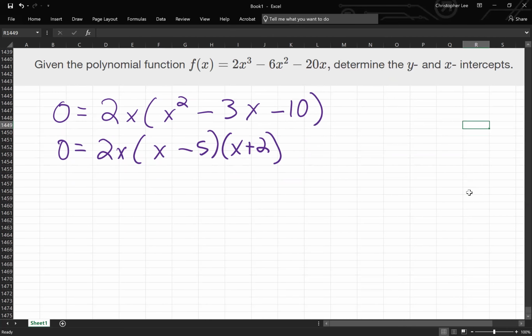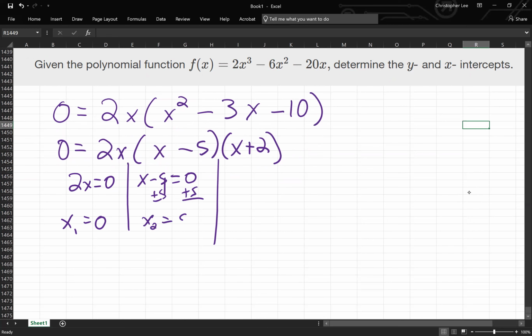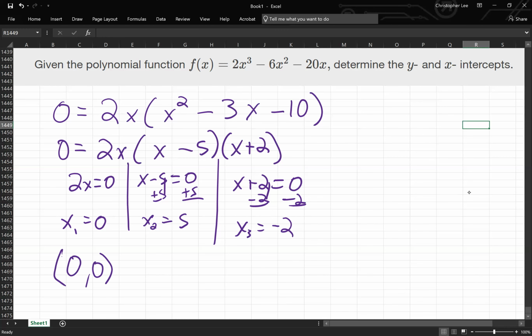All right. Anyway, what's my x-intercepts? So I got 2x equals 0. So x1 equals 0. X minus 5 equals 0. Add 5, add 5. So I have x2 equals 5. X plus 2 equals 0. Subtract 2, subtract 2. So I got x3 is equal to negative 2. Give me the points real quick. So I got 0, 0. Perfect. And 5, 0. Very good. And negative 2, 0. Perfect.